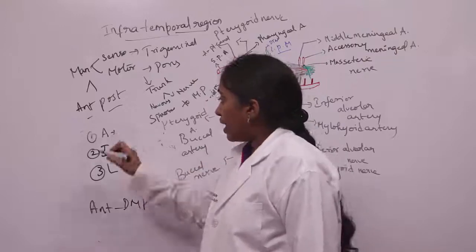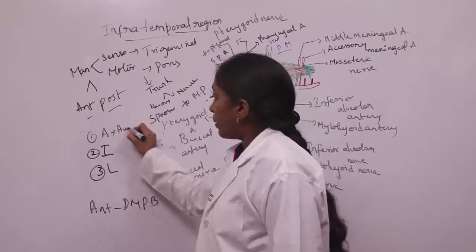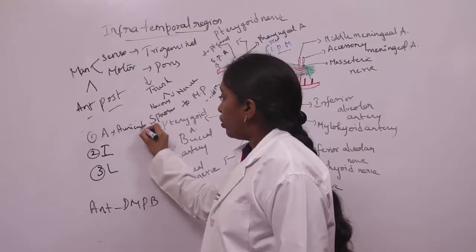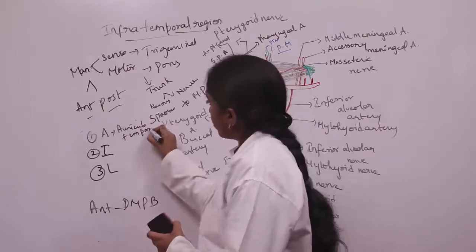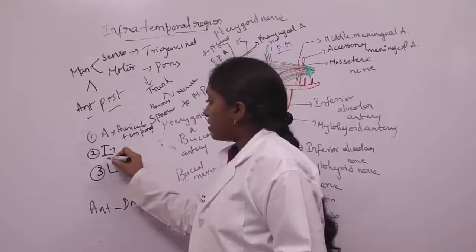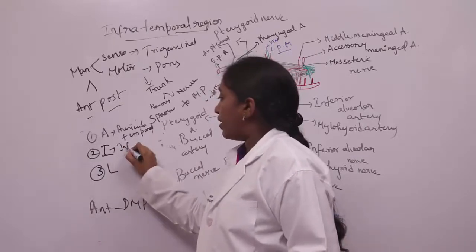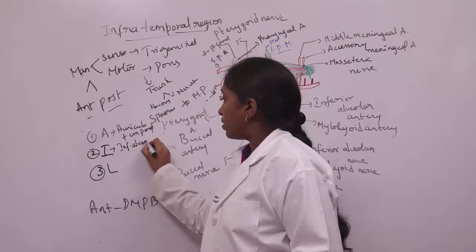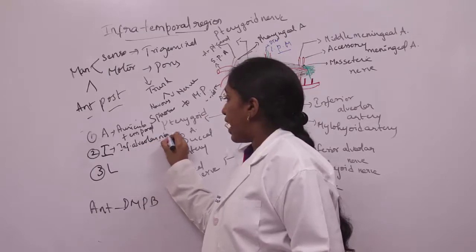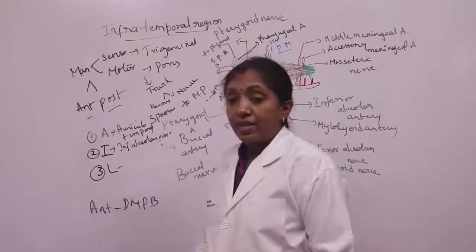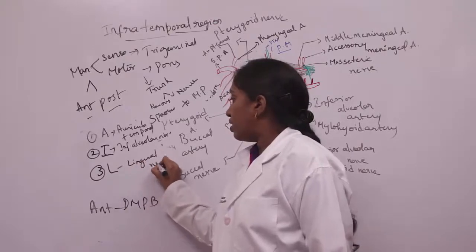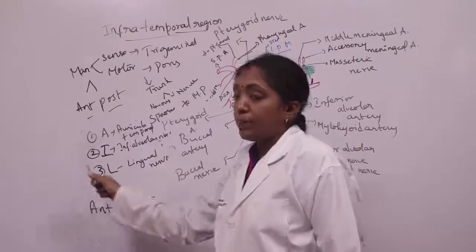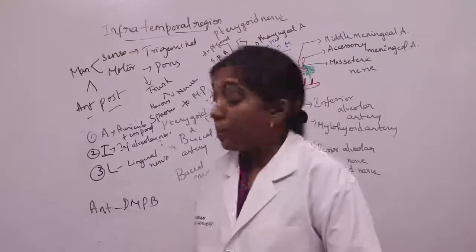So A stands for auriculotemporal nerve, I stands for inferior alveolar nerve, and L stands for lingual nerve. So these are the three branches from the posterior division of the mandibular nerve.